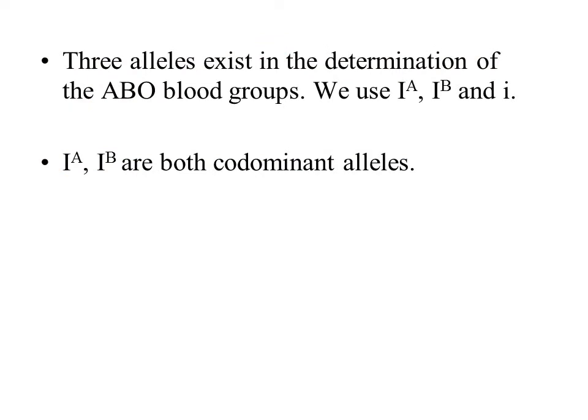So 3 alleles exist in the determination of the ABO blood groups. We use these letters, and like I stated before, the two big I's are codominant to one another.